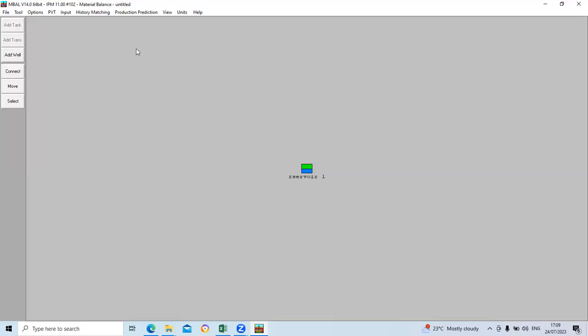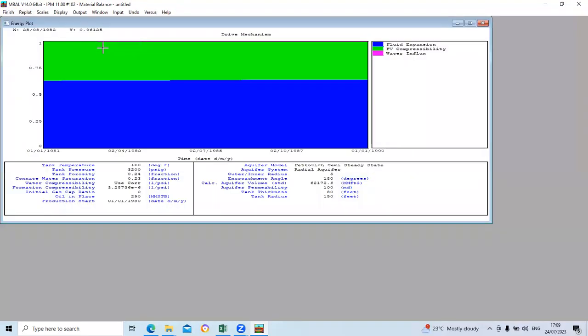So we'll do a little bit of history matching. I'll come here under history matching. The first thing we'll look at under history matching is our energy plot, to see what are the main sources of energy within that reservoir. So look at our energy plot. We realize that within that reservoir it is basically fluid expansion and pore expansion, PV expansion.